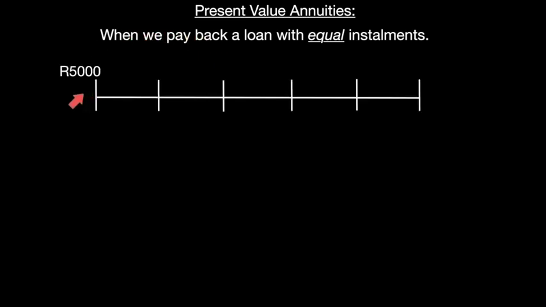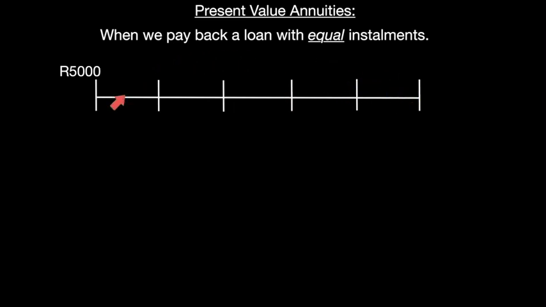Let's say we want to buy a new computer and the purchase price of that new computer is 5,000 Rand. This 5,000 Rand is also our present value. So the purchase price, or the amount that we borrowed, is our present value.